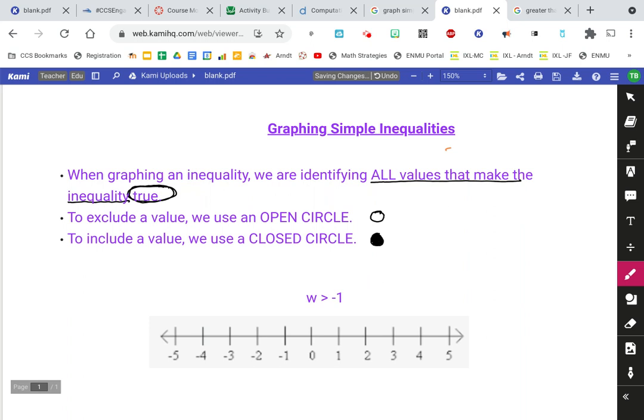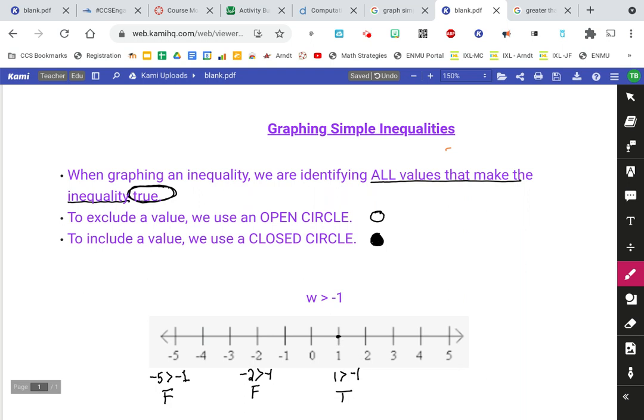So I have an inequality that says W is greater than -1. I want us to think about what makes this true. Like if I said -5, is -5 greater than -1? That's false. We wouldn't include that. Let me grab something else, like -2. If I ask you if -2 is greater than -1, that's false as well. Okay, well, what about 1? Is 1 greater than -1? That's true. So I know this value right here should be included.